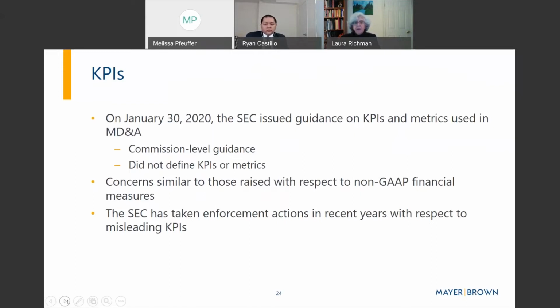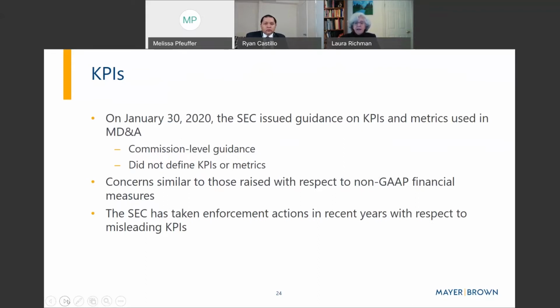KPIs raised a lot of the issues that were similar to non-GAAP, and so it makes sense to discuss them in the non-GAAP context, even though they might not technically fall within the definition of a non-GAAP financial measure.